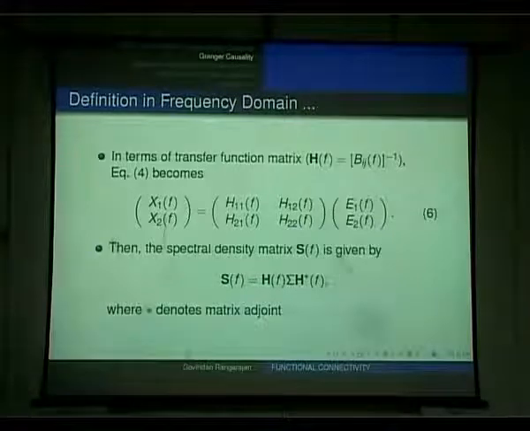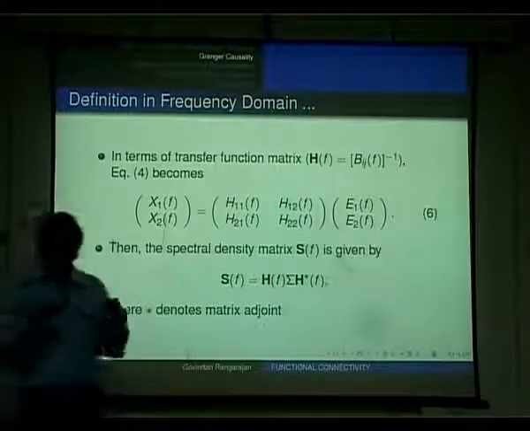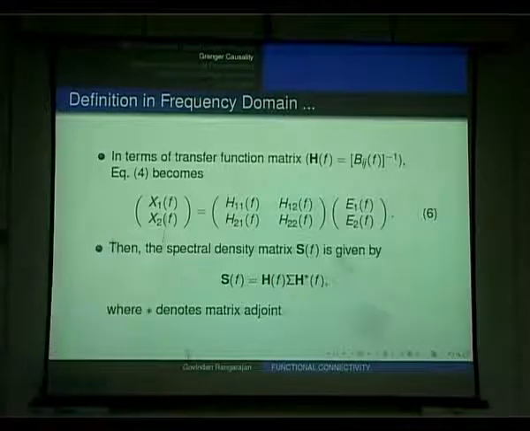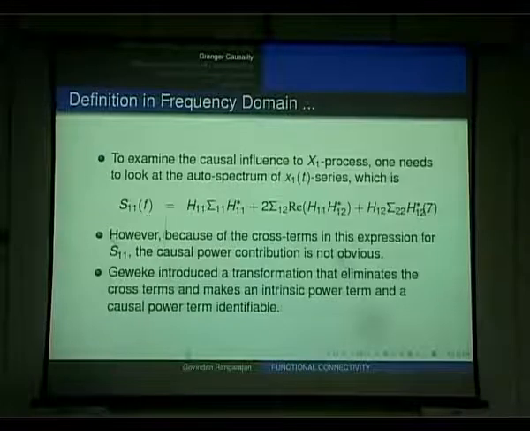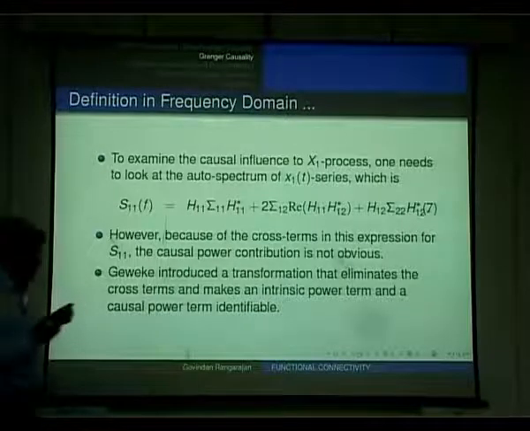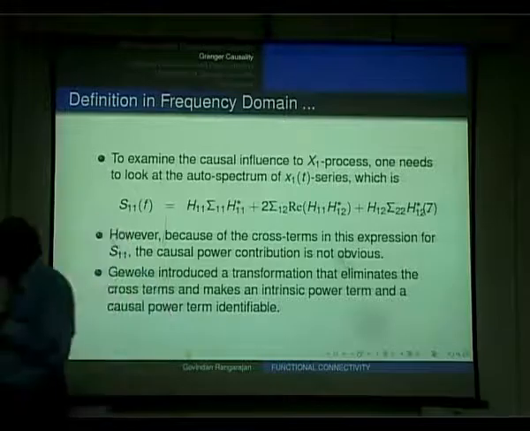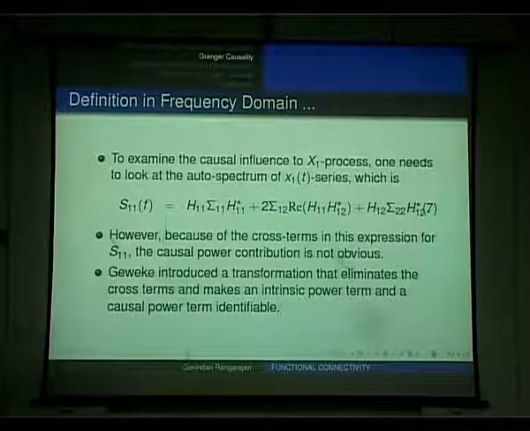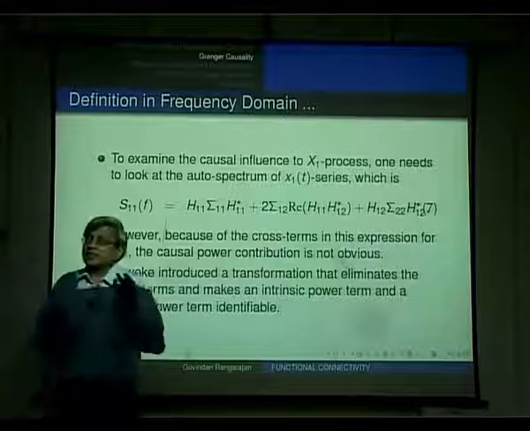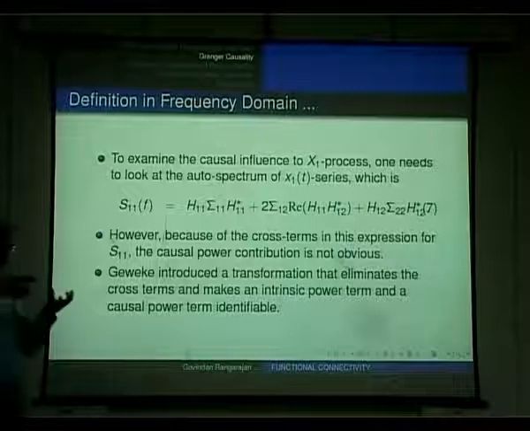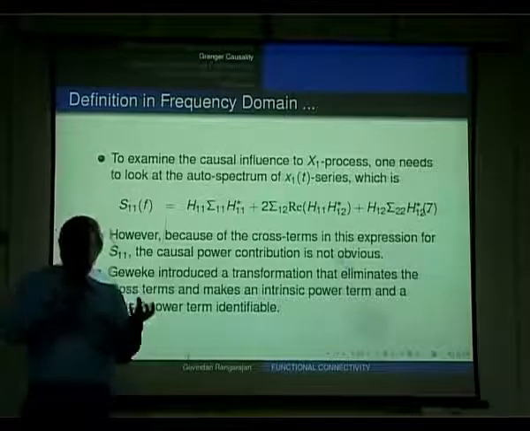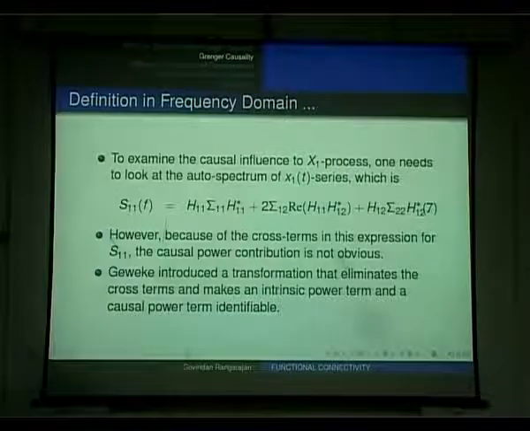So you might have used the power spectrum of a process, and the diagonal terms would correspond to the spectrum of process 1 and process 2. Anyway, here the basic concept, when you translate it to the frequency domain, becomes this. You look at the power of process 1 at a certain frequency, and then you see how much of that power comes from process 1 itself and how much of it comes from process 2 at that frequency.